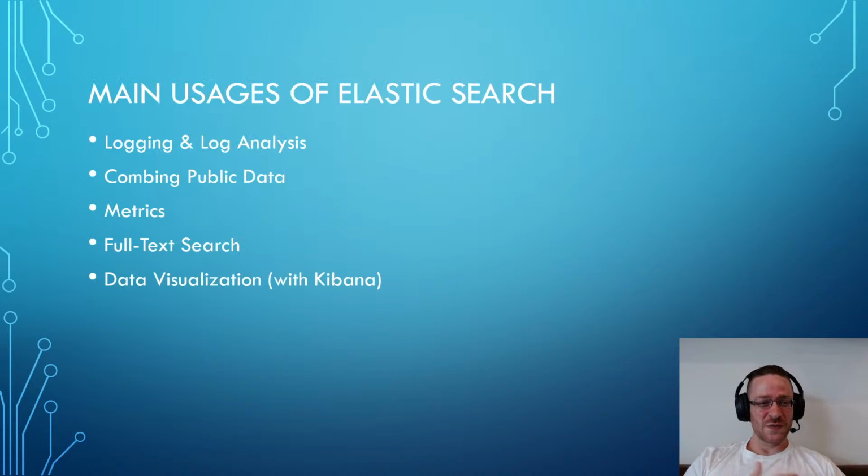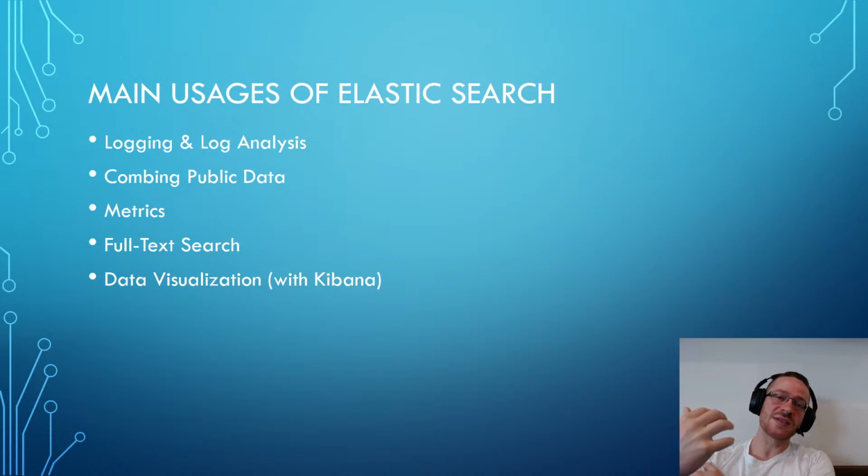Good. So let's first start with the main usages of Elasticsearch. The main usages of Elasticsearch are logging and log analysis, combining public data. If you have multiple web APIs, for example, or multiple data sources, you can use Elasticsearch to combine all these data sources into a single data store.